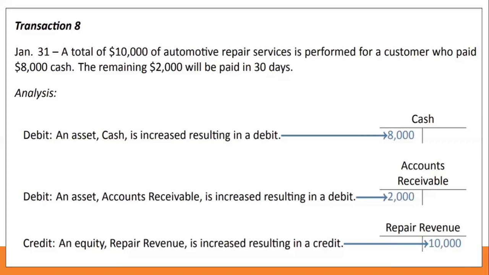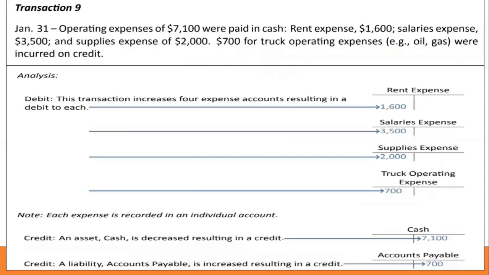Okay. So the ninth transaction happened on the 31st of January. It says operating expenses of $7,100 were paid in cash: rent expense, $1,600; salaries expense, $3,500; and supplies expense, $2,000. And $700 for truck operating expenses, oil and gas, were incurred on credit.